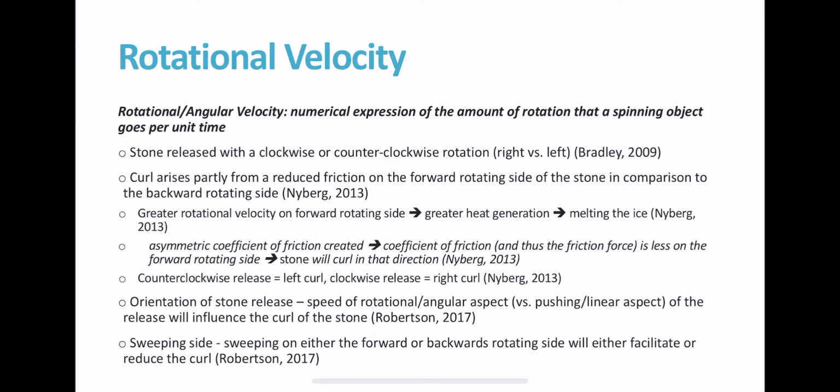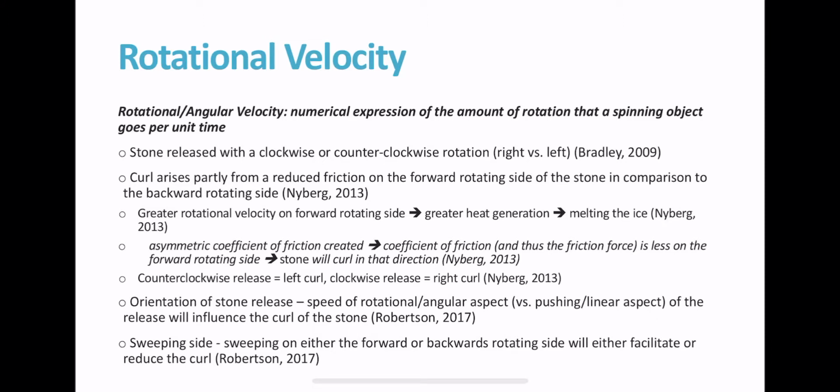Next, we'll discuss how rotational velocity plays into curling. Rotational velocity is the numerical expression of the amount of rotation that a spinning object goes through per unit time. The stone is initially released with a clockwise (right) or counterclockwise (left) direction. The curl arises partly from the reduced friction on the forward rotating side of the stone, which is the side that is spinning in the direction of the stone's overall movement, in comparison to the backward rotating side of the stone, which is the side that is spinning in the opposite direction of the overall movement of the stone. We'll show a picture of this on the next slide for clarity's sake.